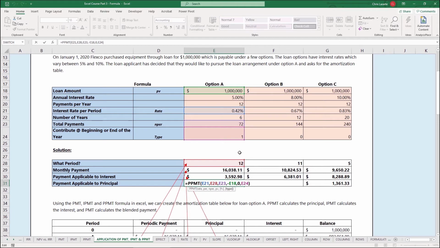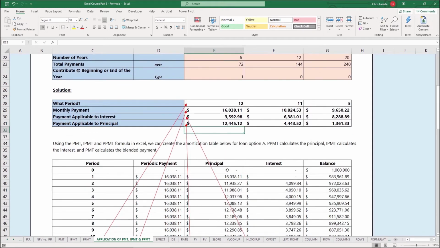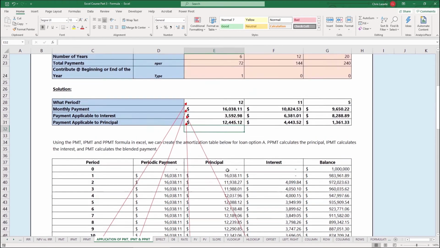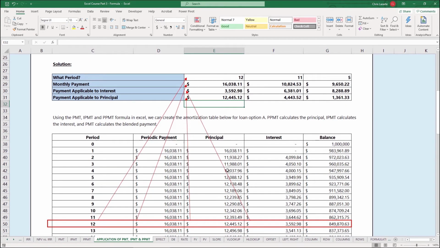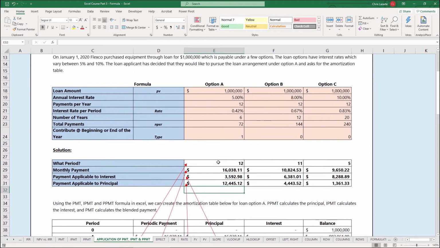So that's how each of the payment, interest payment, and principal payment formula work. It's consistent in the way it works across all 3 loan scenarios, options A, B, and C. The only difference is the inputs. But let's take a look at how this can be portrayed in a loan amortization schedule. Because what if you don't want to just look up a specific period? In this case, for option A, we're looking at period 12, and option B, period 11, and option C, period 5. What if we want to see this type of information presented based on a whole table?